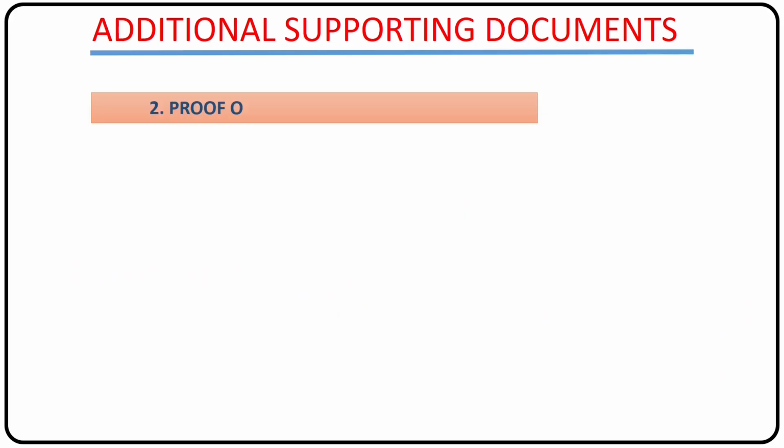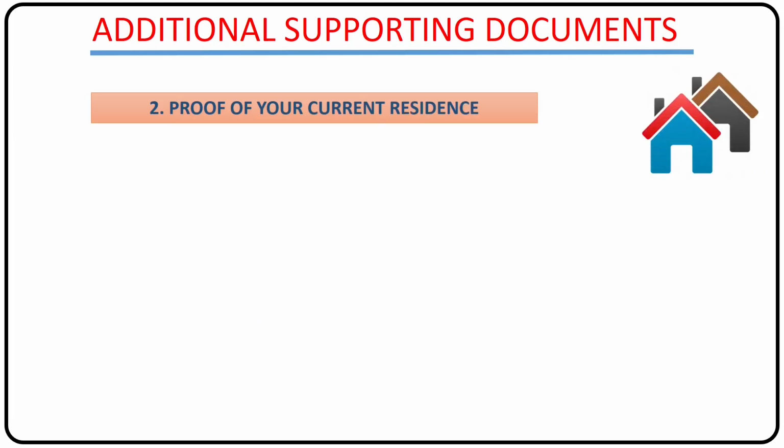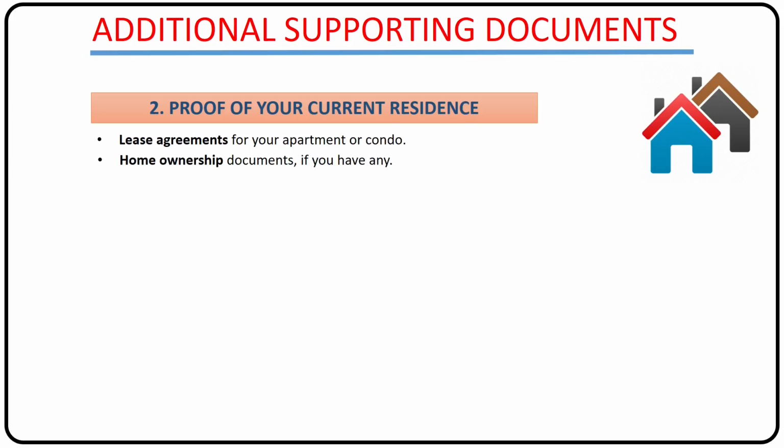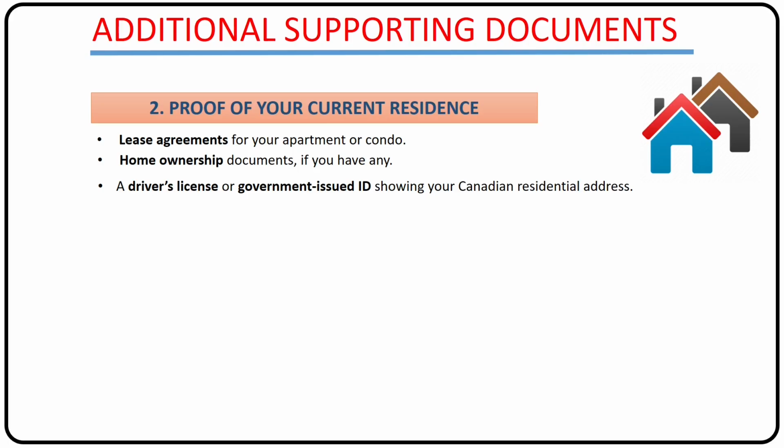Another important way to establish ties is by proving your current residence in Canada. This can include lease agreements of your apartment or condo, home ownership documents if you have any, or a government-issued ID that shows your Canadian address. These documents highlight your living situation and underline your connection to Canada.